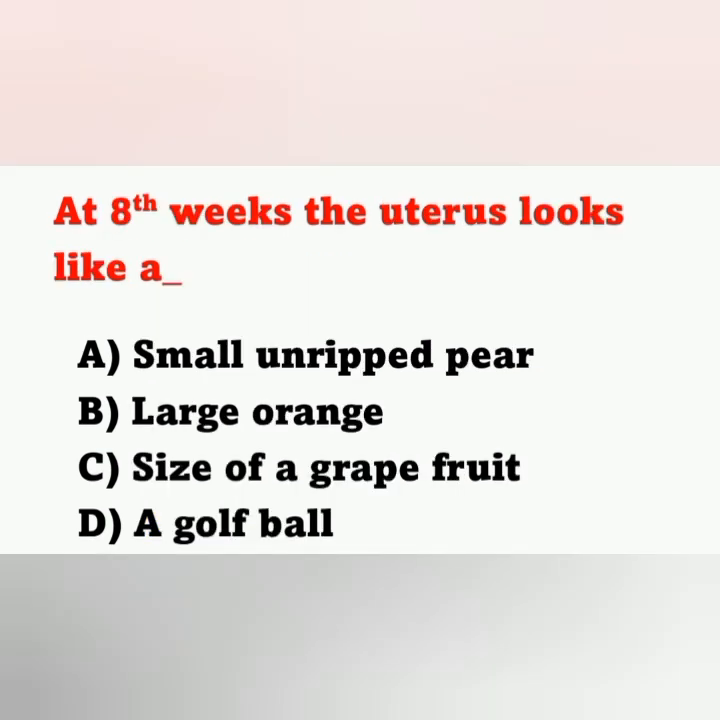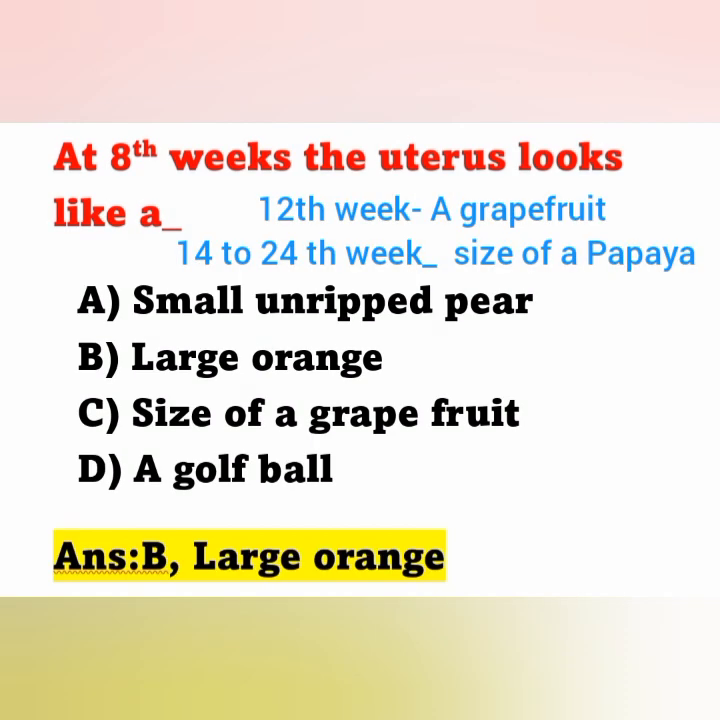The next question: at the 8th week, the uterus looks like a? Options: A, small unripe pear; B, large orange; C, size of a grapefruit; D, a golf ball. At the 8th week of gestation, the uterus looks like a large orange, so option B is the correct answer. At the 12th week of gestation, it looks like a grapefruit, and at the 14th to 24th week, it looks like the size of a papaya.